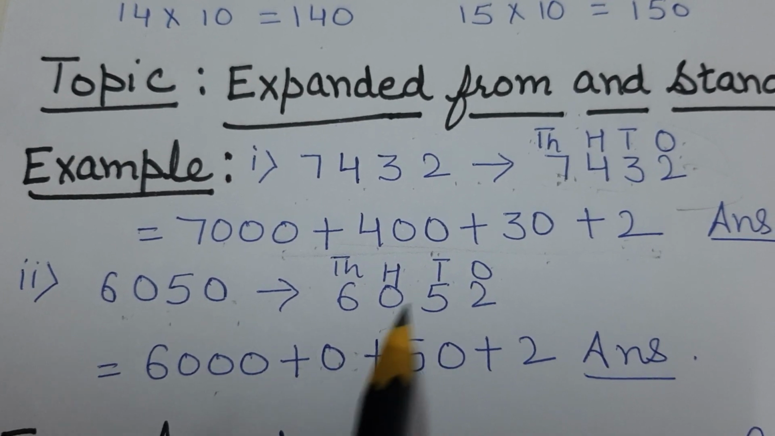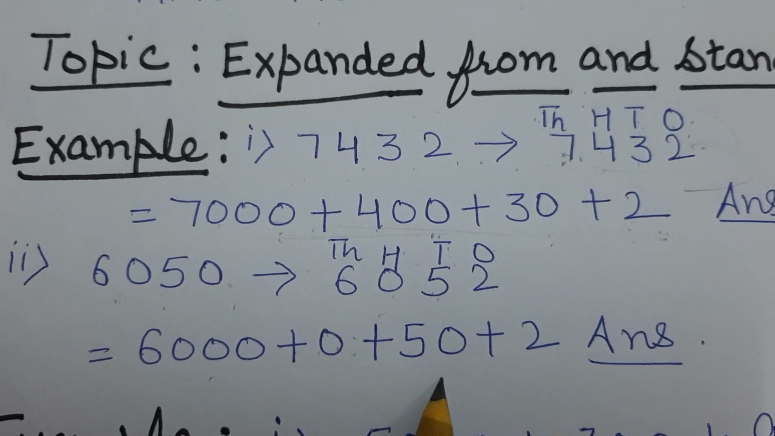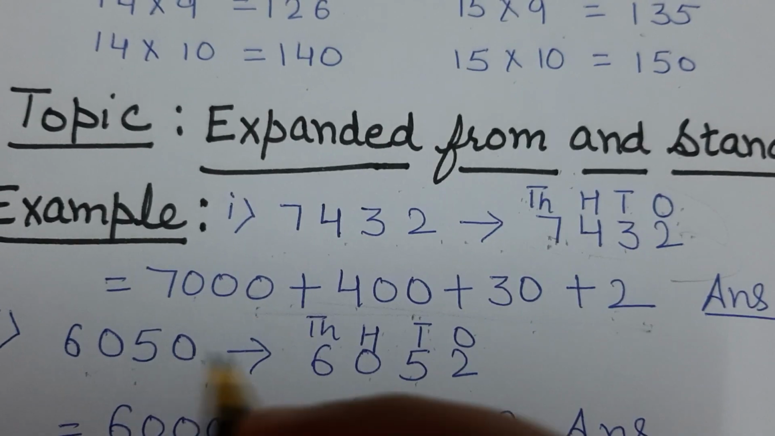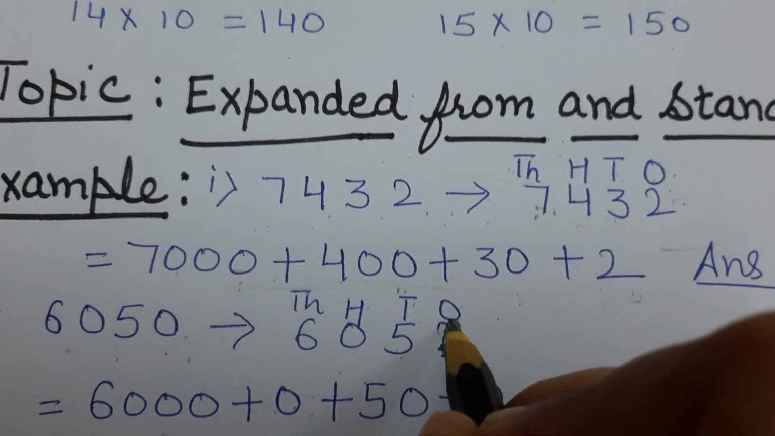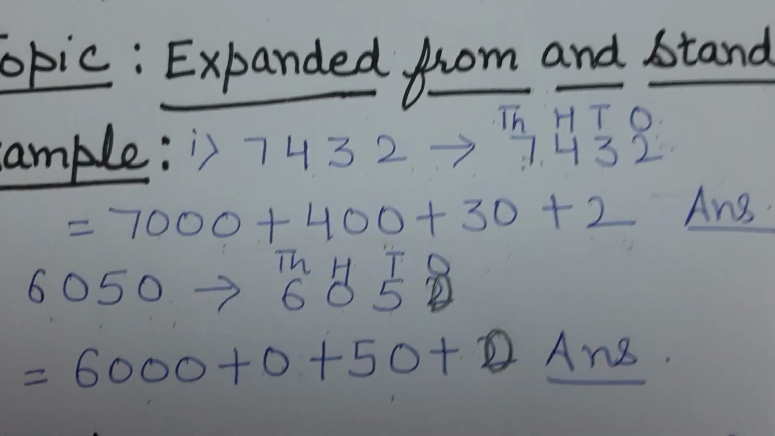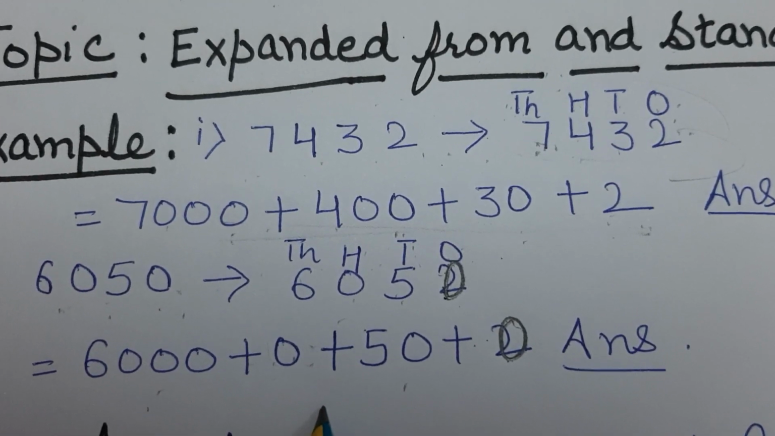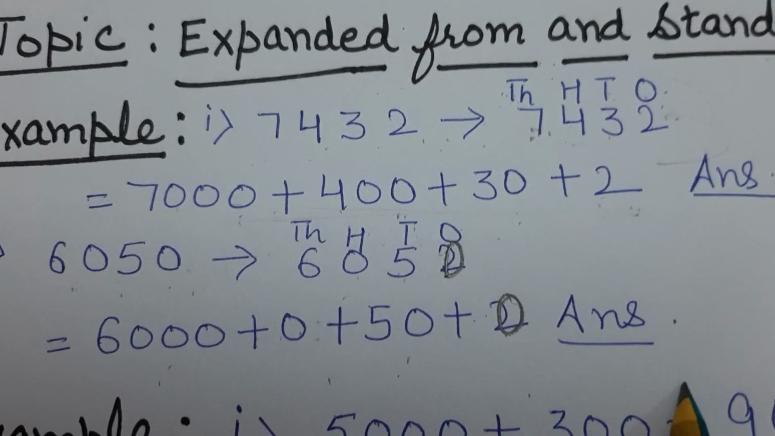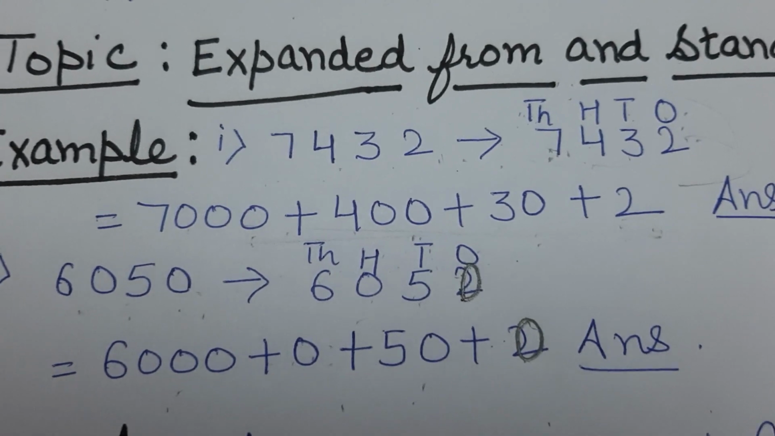Single 0. Plus 5 tens. 5 tens means 50. Plus 2. Sorry. Here it is 0. So it will be 0 here. So here also 0. Okay. So 6000 plus 0 plus 50 plus 0 will be the answer. So this is expanded form. How to expand the number.